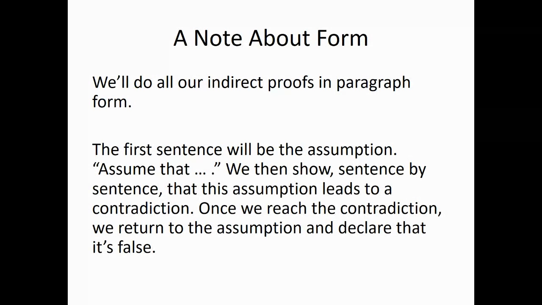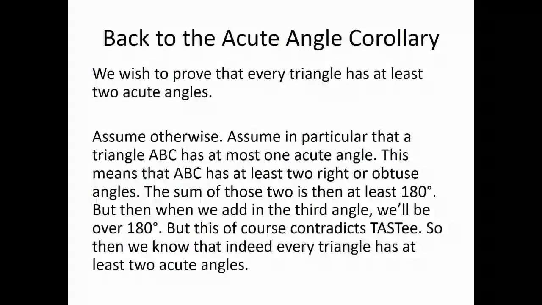Now, as for how I'll actually write out our indirect proofs, we'll always do this in paragraph style. Okay, I know of no good way to organize indirect proof in column form. And when we write these out, we'll always use the word assume or assumption. So we'll say something like, assume that. That always indicates to us that we're about to begin an indirect proof. After we've made that assumption, we will show sentence by sentence that this assumption leads to a contradiction. And then once we reach that contradiction, we return to the assumption and say that it's false. That's how they always work.